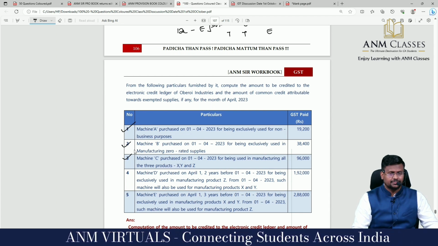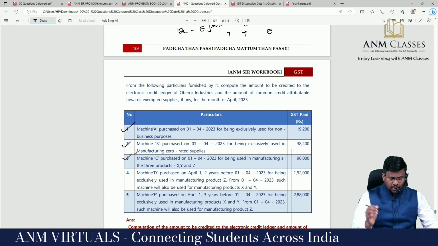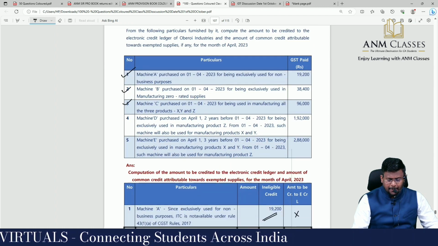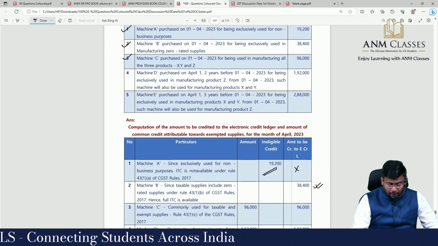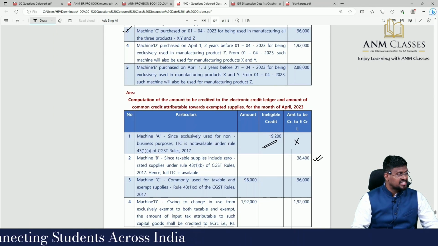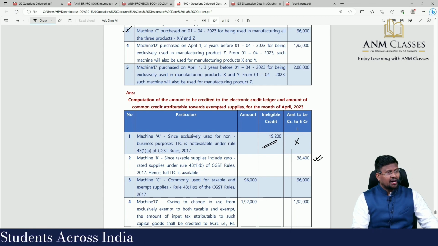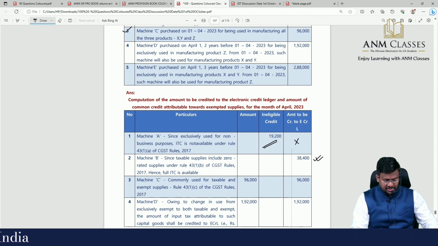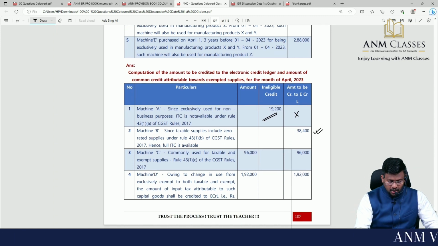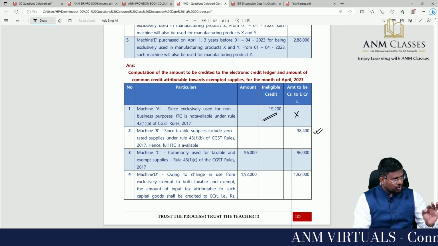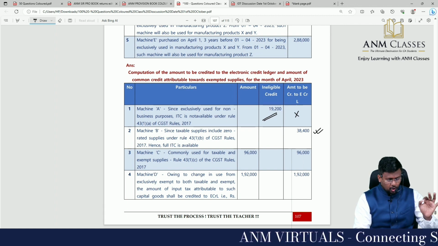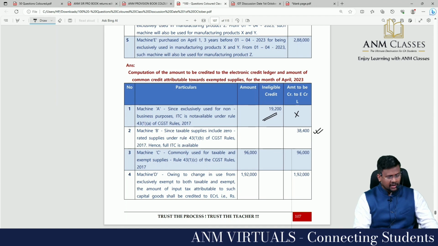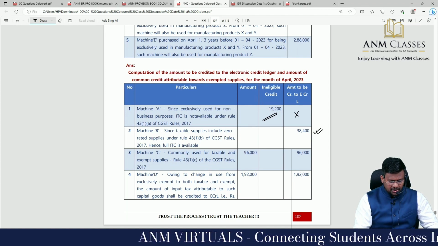This is called as common capital goods. So since the asset is a common capital goods, you have to apply the provisions of section 17 apportionment read with rule 43 sub rule 1 clause C. Yes or no? So machine C is commonly used for taxable and exempt supply, so rule 43 sub rule 1 clause C of the CGST rules 2017 will be applicable.